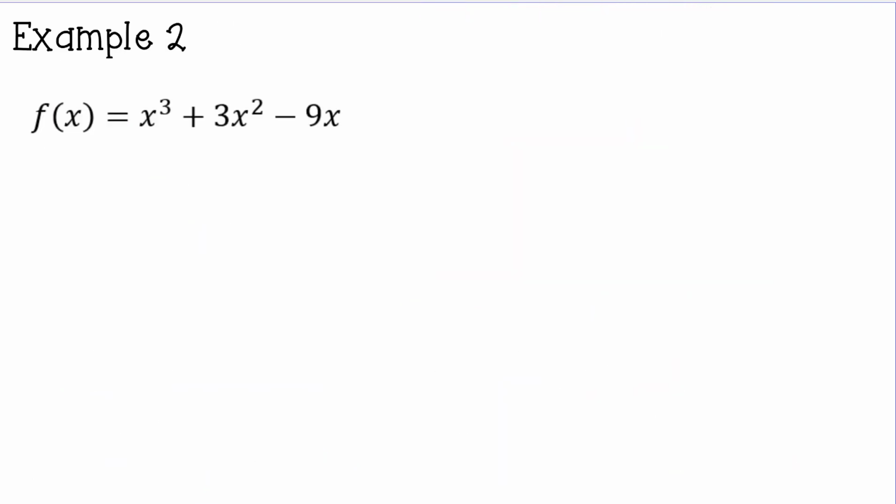So if I look at this second example, you might want to pause the video here and take a second to do the derivative yourself, but we're going to be looking at what intervals f of x is increasing or decreasing. So the first step again is to find f prime of x. In this case, it's going to be 3x squared plus 6x minus 9. And again, I'm going to set it equal to 0.